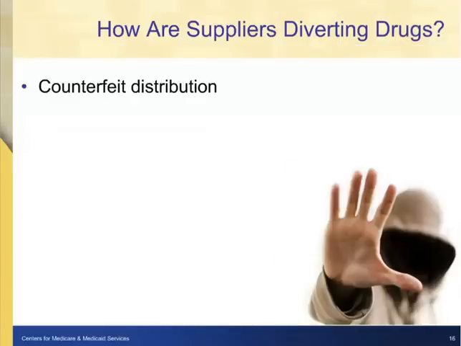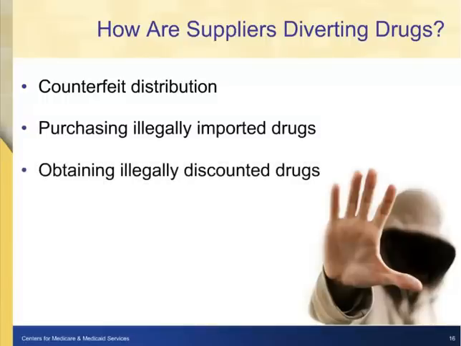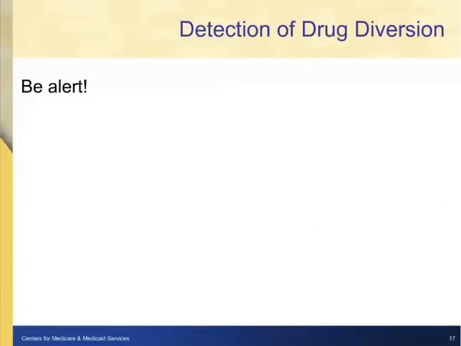It may be difficult for pharmacists to detect suppliers diverting drugs. Suppliers can divert drugs in many ways, which can include distributing counterfeit or adulterated drugs, purchasing diluted, expired, or illegally imported drugs, and illegally obtaining discounted drugs and selling them to small wholesalers. How can pharmacists detect drug diversion activities?